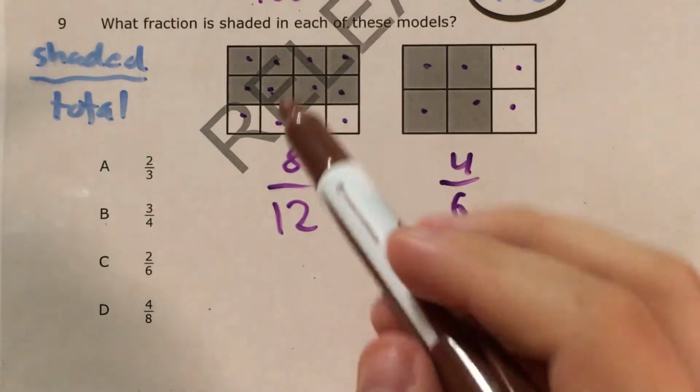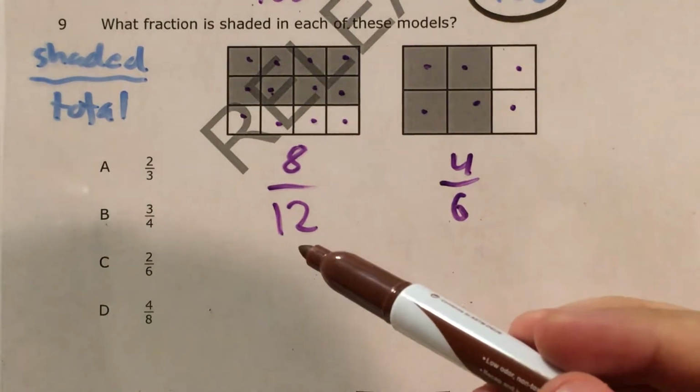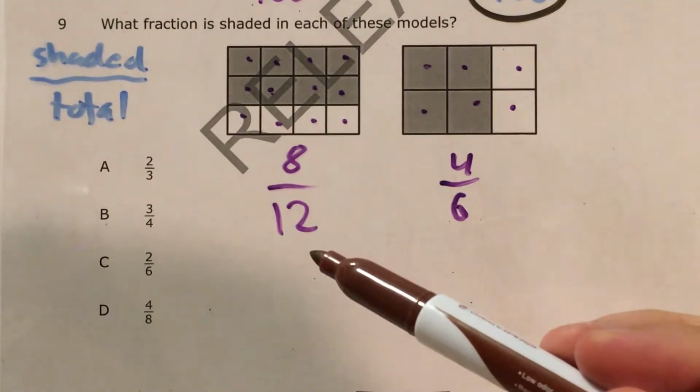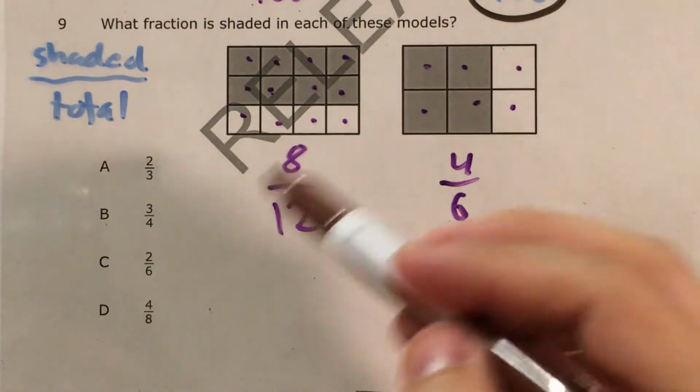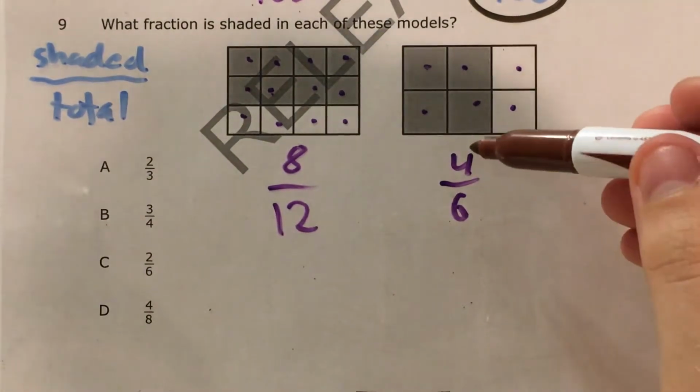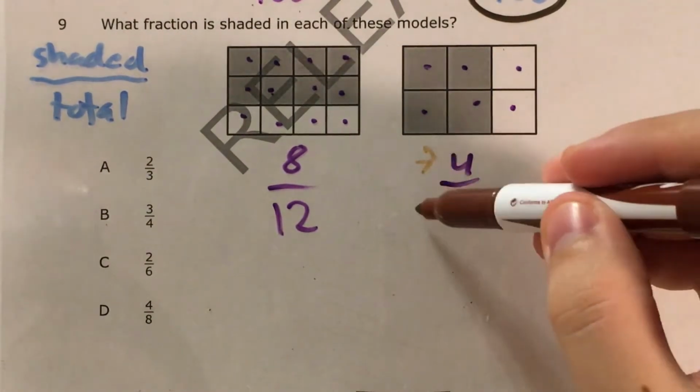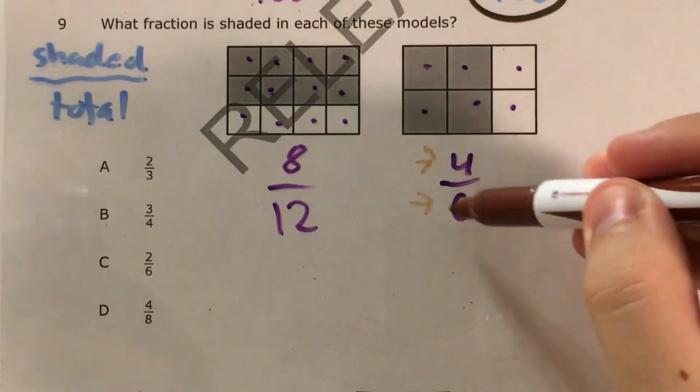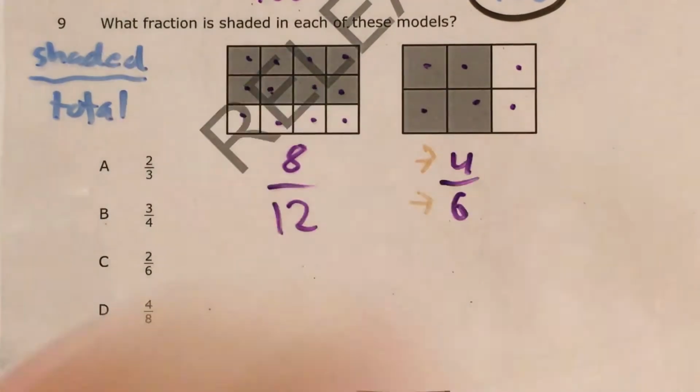All right, so at this point, I'm going to do what's called simplifying or reducing, where I'm going to look at each of these fractions and see what number goes into both my numerator and my denominator that I can divide both of these by in order to make the numbers in this fraction as small as possible while still making sure it means the same thing.